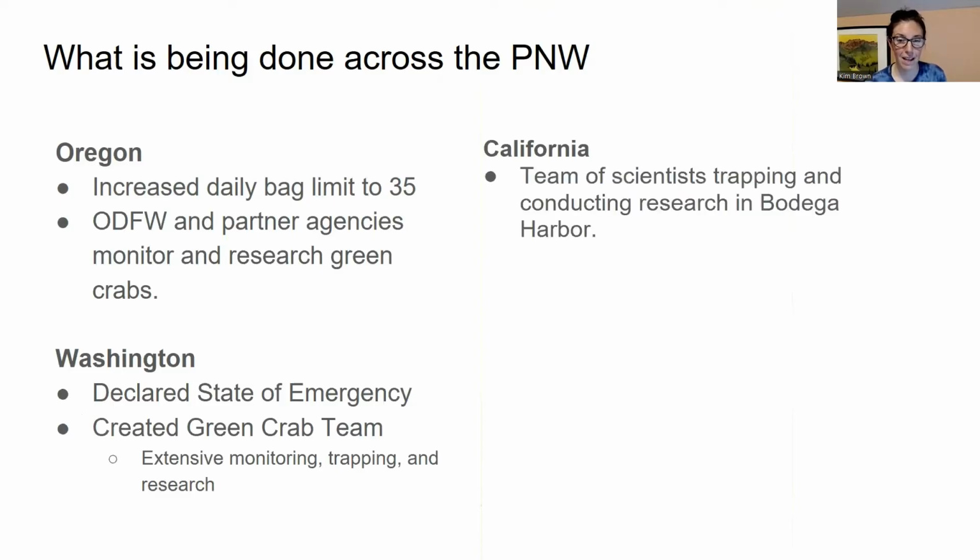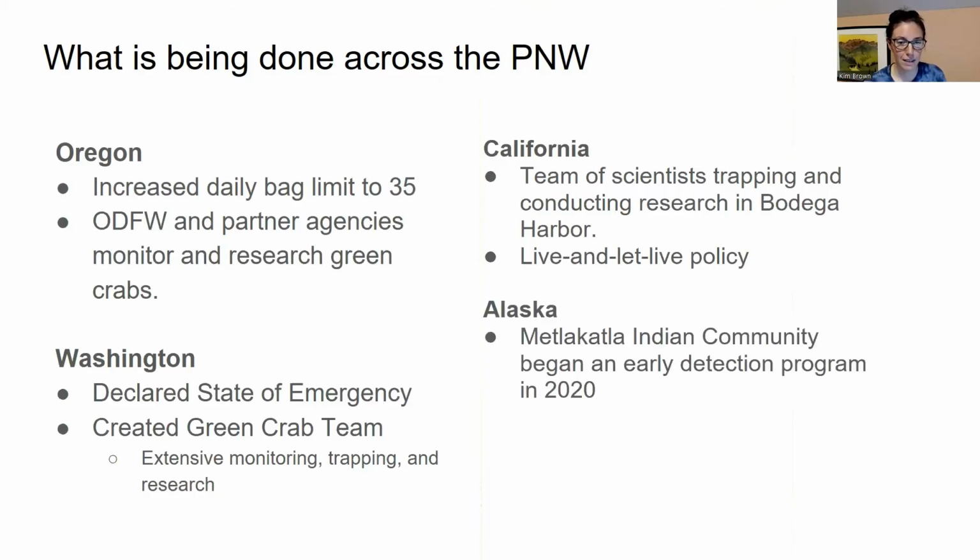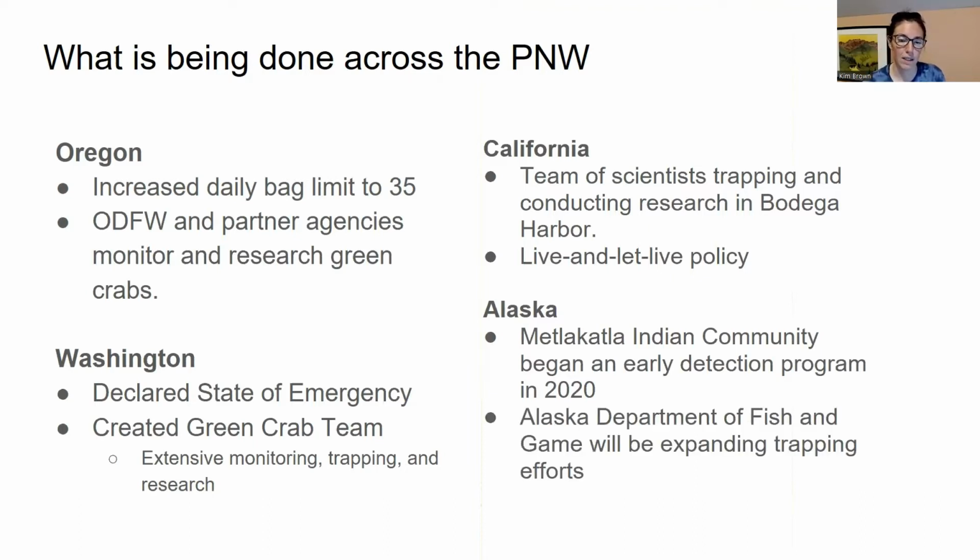California, on the other hand, has a pretty loose management program in place with kind of a live and let live policy. So catching green crabs is considered part of their regular crab catch bag limit. Otherwise, there is a team of scientists regularly trapping and conducting research in Bodega Harbor. And Alaska had set up an early detection program in 2020. And the Alaska Department of Fish and Game has expanded that trapping effort, I'm sure, especially since green crabs were just discovered this year in Alaska.